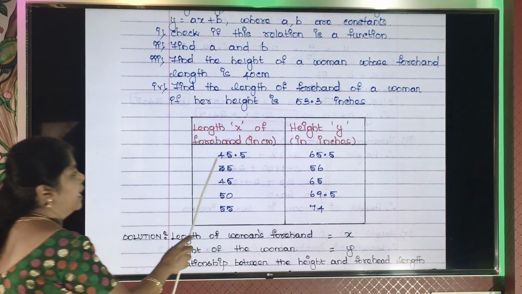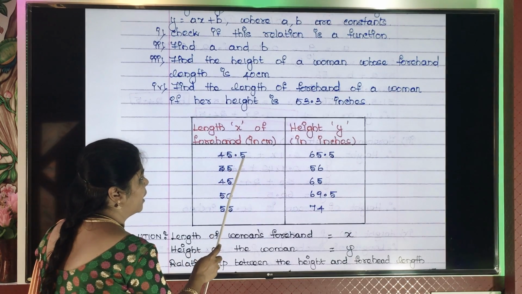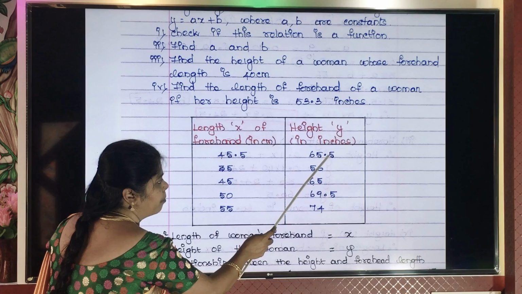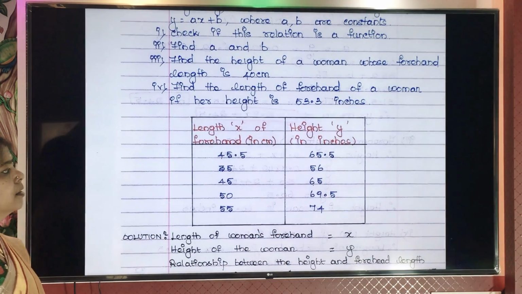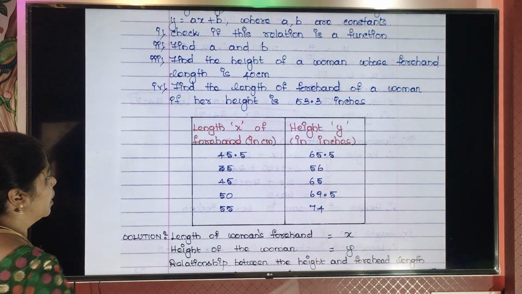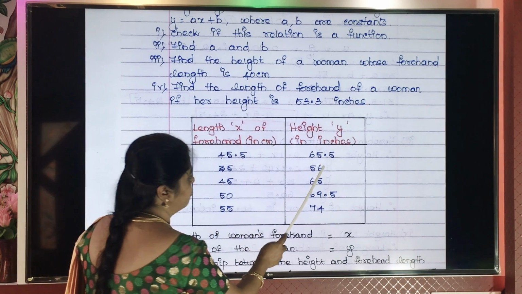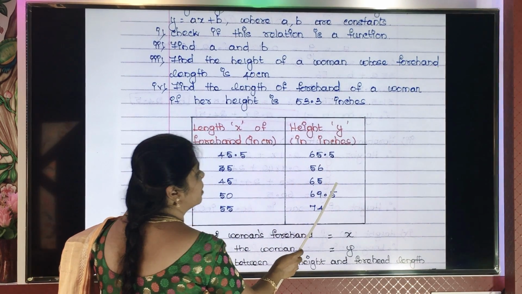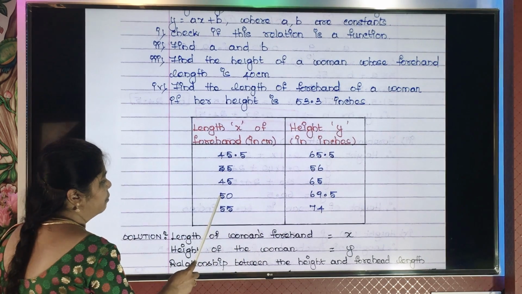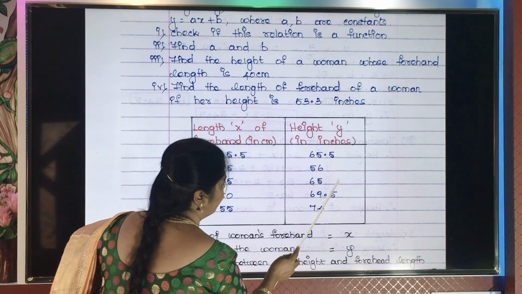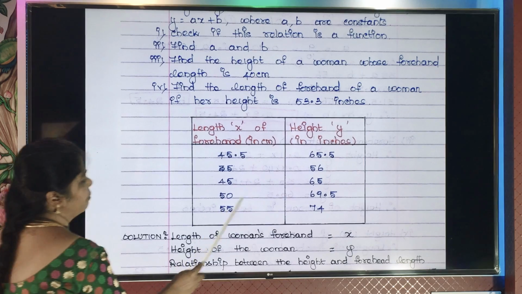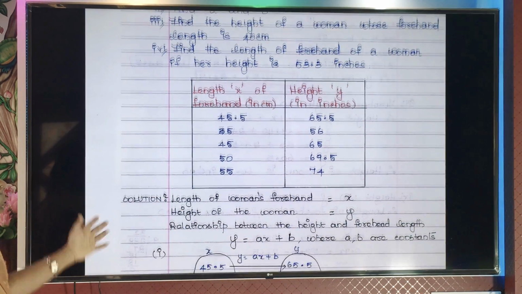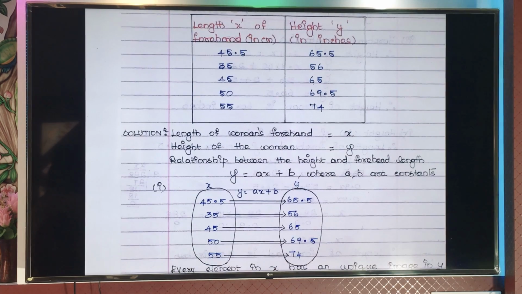So, if the length of the forehand is 45.5 centimeter, the height of the woman will be 65.5 inches. This is how you should understand. 35 centimeter, 56 inches. 45 centimeter hand, 65 inches height. 50 centimeter, 69.5 inches. 55 centimeter, 74 inches. This is what is given. Now let us go into the solution.